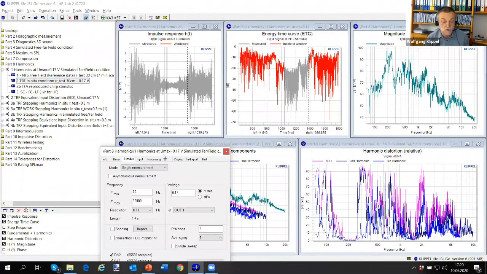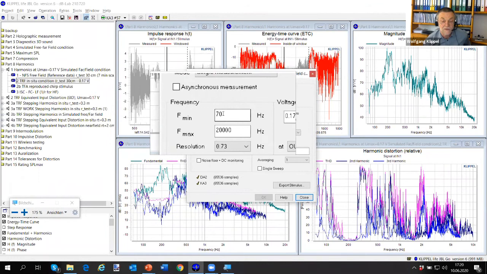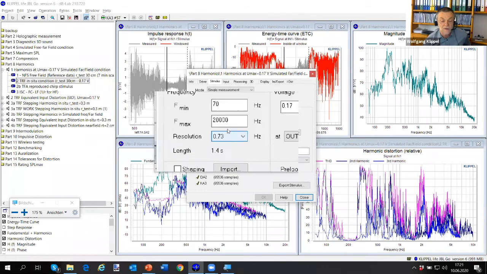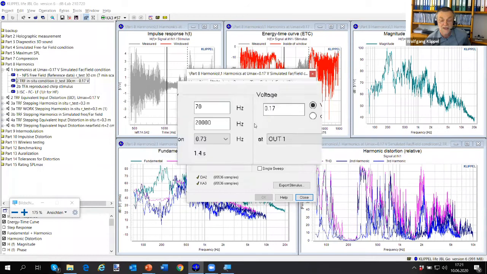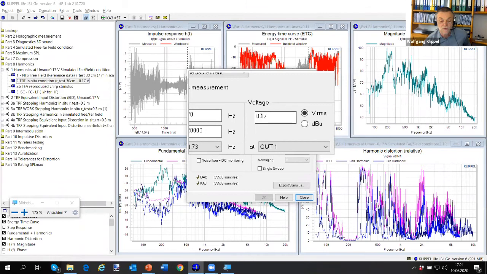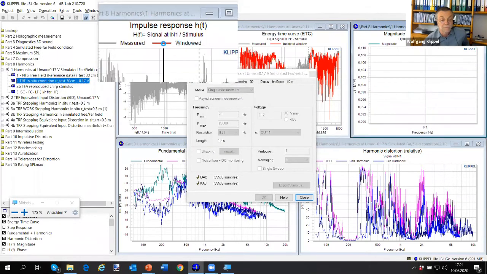Maybe I have some time to show you what the TRF is doing. We are starting at 70 Hertz. We end up at 20 kilohertz. So we end up with a frequency resolution of less than 1 Hertz, and the length is 1.4 seconds. And we are doing the measurement at the maximum Umax for this Bluetooth device. This is more or less the maximum input for the pink noise signal or the typical program material generating SPL max. So now it's time to start that.